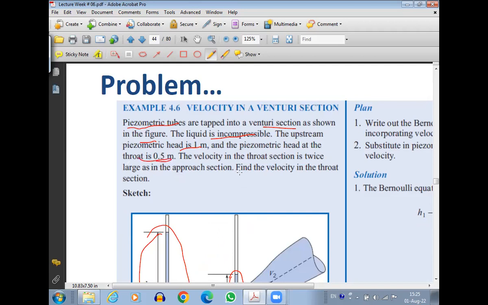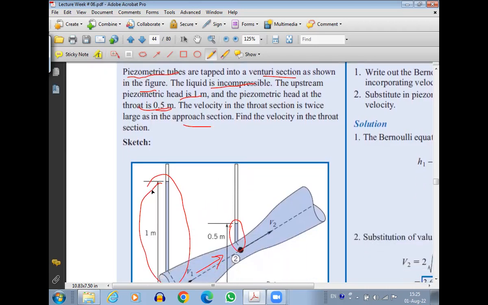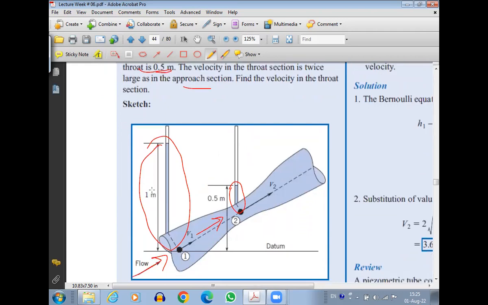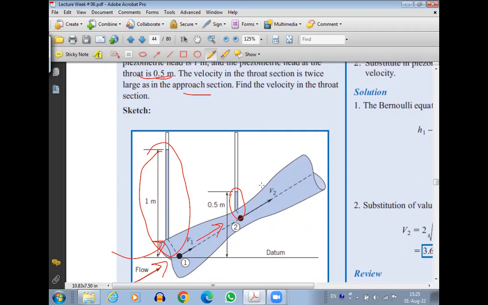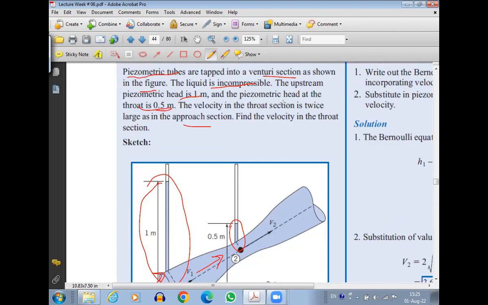The velocity in the throat section is twice as large as in the approach section. Approach section means from where the fluid is approaching. The fluid is approaching from this end, so the upstream section is also considered as the approach section. And this is the downstream section, or the throat section. So the velocity in the throat is twice as large as in the approach section. Find the velocity in the throat section.